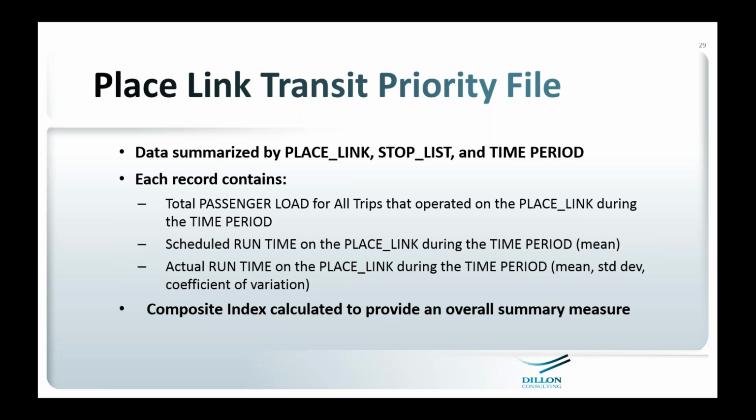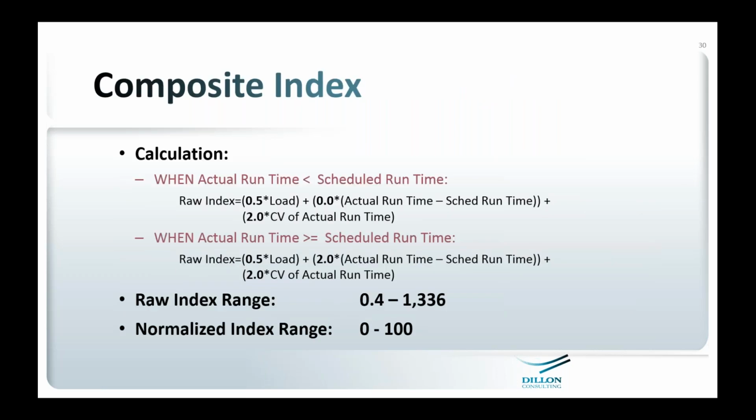So we measured the mean, the standard deviation, and the coefficient of variation. The latter one, the coefficient of variation, is just simply the standard deviation divided by the mean. So it just kind of normalizes what the variability in the runtime is. And then we created, it's a lot of data, as you can appreciate, and we wanted to create an index that tried to put it all together and provide an overall summary measure.